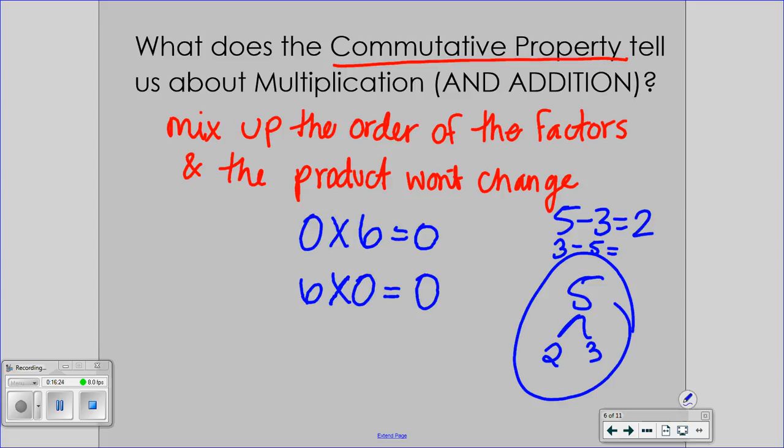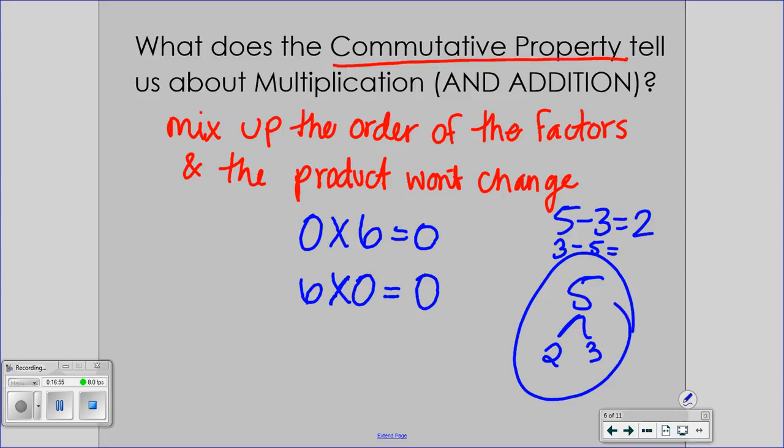Yes. Does the order matter in multiplication? Well, yes and no. Does it matter for the answer? For multiplication, no. I can mix up my factors in multiplication and still get the same answer. I can mix up my addends when I'm doing addition and still get the same answer. Can I mix things up in subtraction? No. So does subtraction have commutative property?